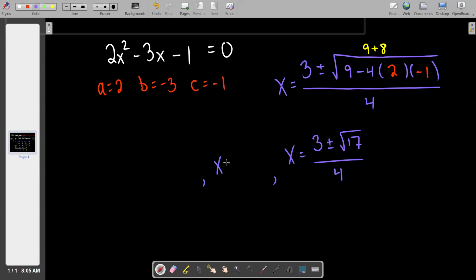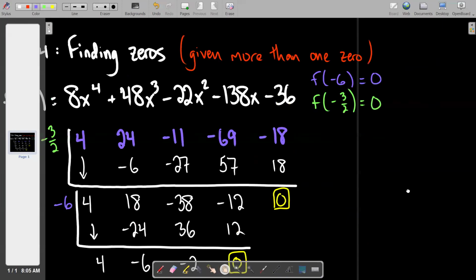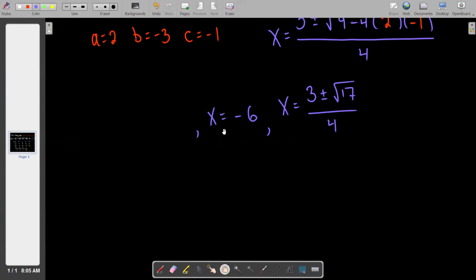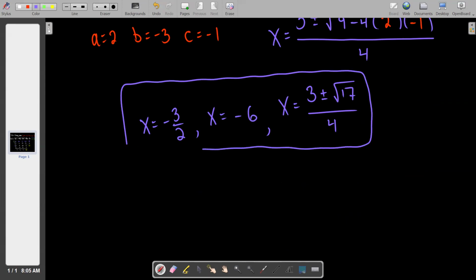We had x equals -6, I believe, was a freebie. And then our other freebie from the very beginning was -3/2. So x equals -3/2.